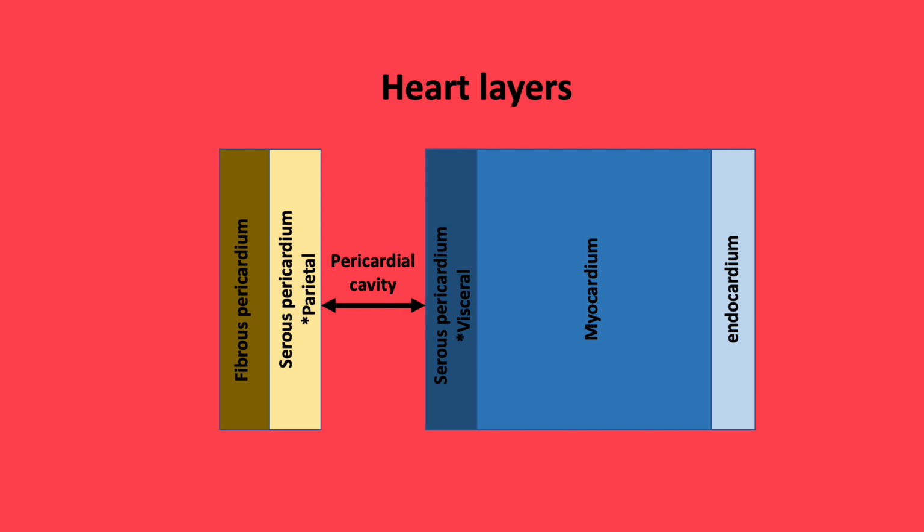The pericardium is the fibrous sac that surrounds the heart. It has 3 layers: the fibrous pericardium, the parietal pericardium and the visceral pericardium. The parietal and visceral pericardia form the serous pericardium. The visceral pericardium, also known as the epicardium, is attached directly to the heart. The pericardial cavity, which contains the pericardial fluid, is located between the parietal and visceral pericardia. And the heart is composed of the myocardium, the muscular layer, and the endocardium.